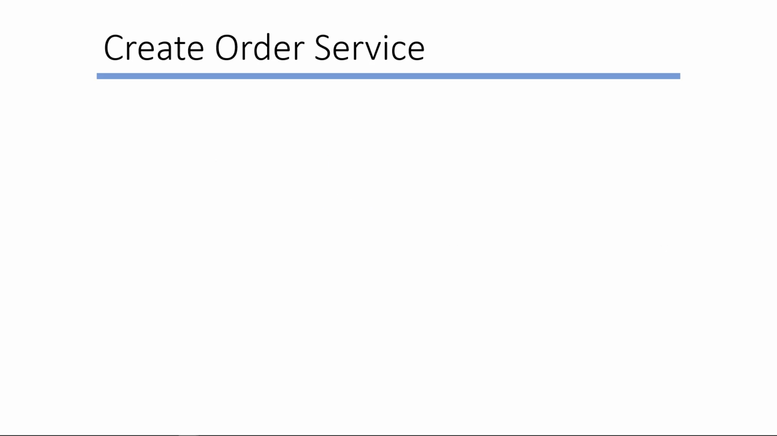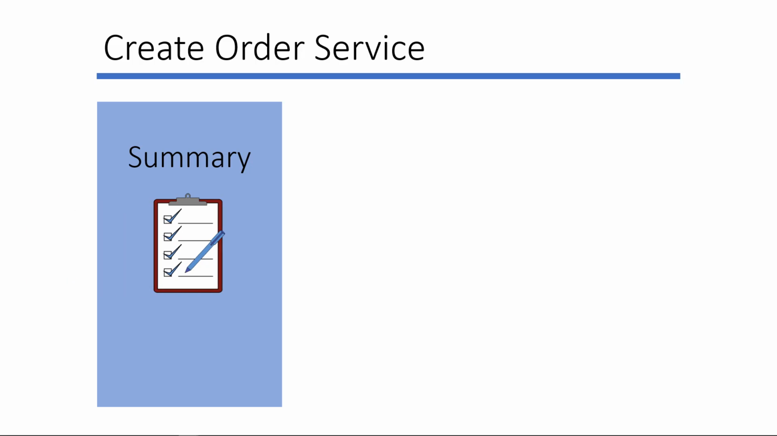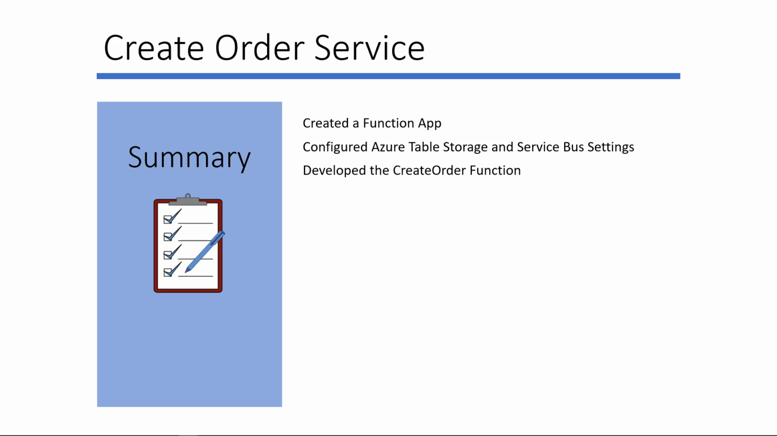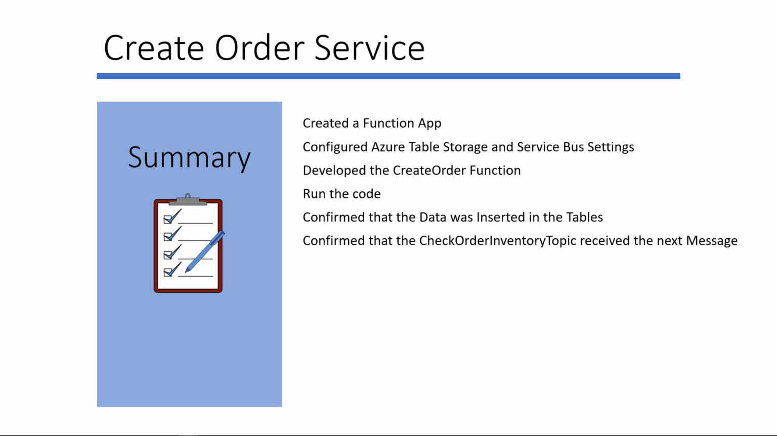Let's have a quick recap. In this section, we created a function app. We configured the Azure Table Storage and Service Bus settings for that function app. We developed the create order function. We ran the code, and we confirmed that the data was inserted in the tables and that the check inventory topic received the next message. In the next section, we will develop the rest of the functions for our solution.